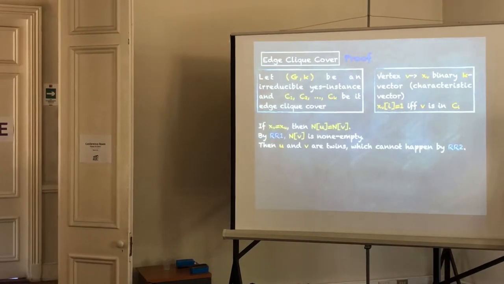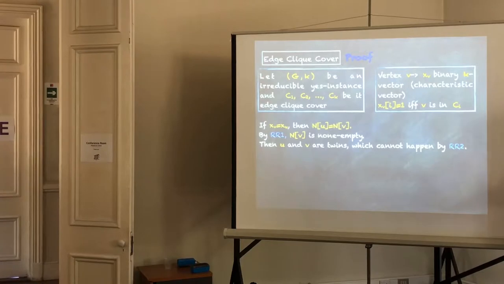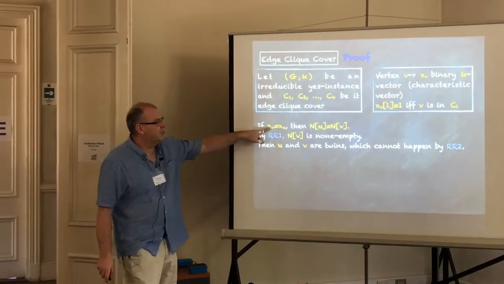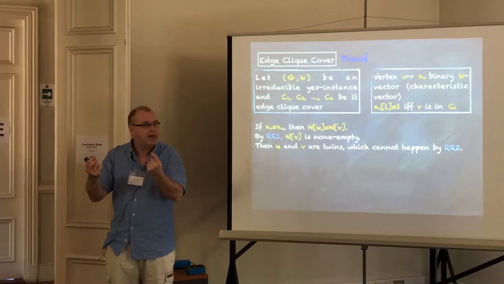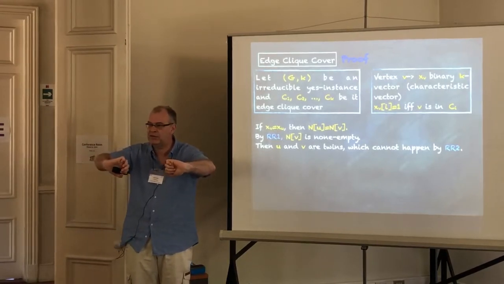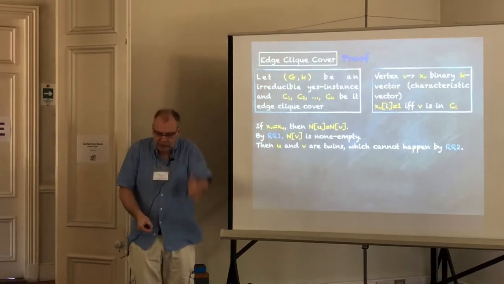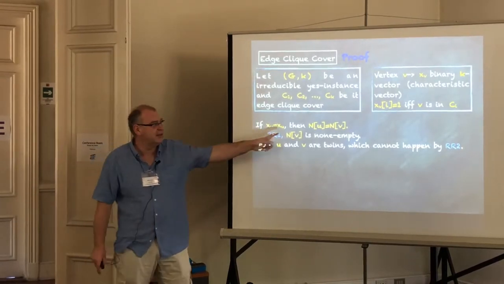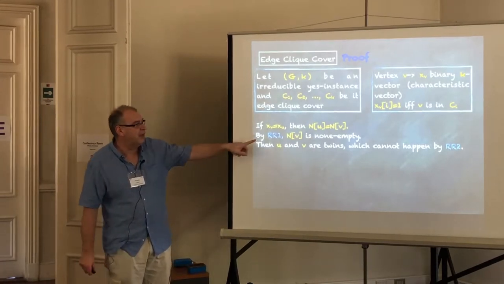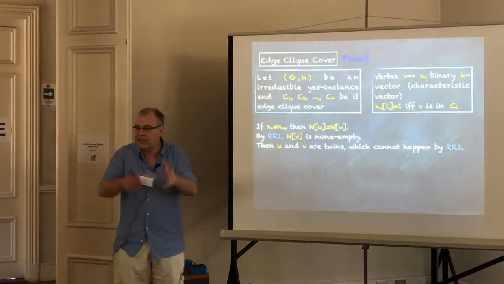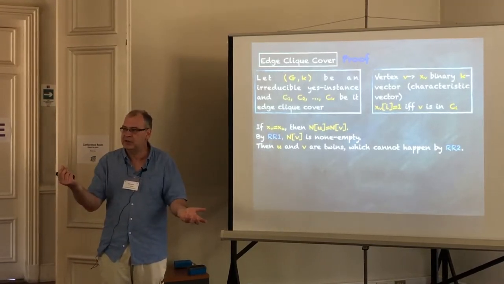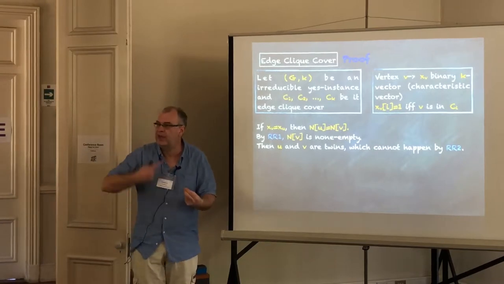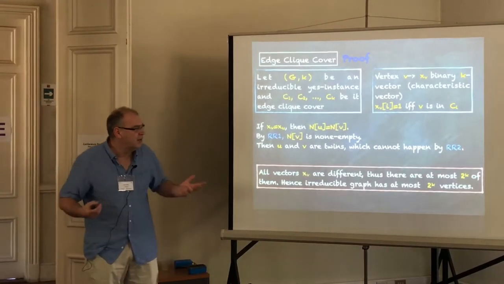Okay, so what do we know? If I have two vectors which are equal, what does it mean? It means that the closed neighborhoods of the vertices are the same, because they belong to exactly the same cliques. So if two vectors are equal, then these vertices are twins. And also I know that by reduction rule one, for every vertex v, its neighborhood is non-empty, because I remove the vertices of degree zero. And the second thing, if two vertices u and v are twins, then we should apply reduction rule two.